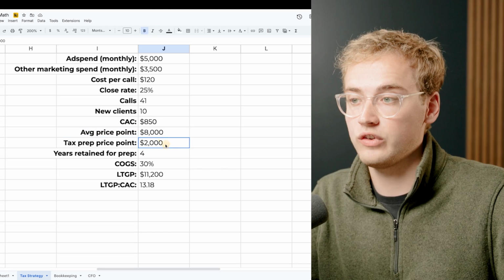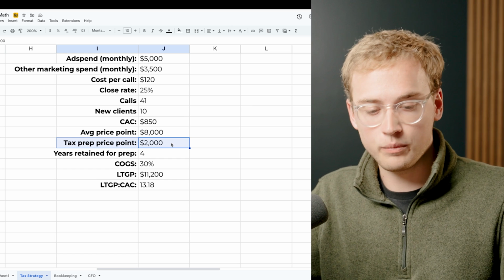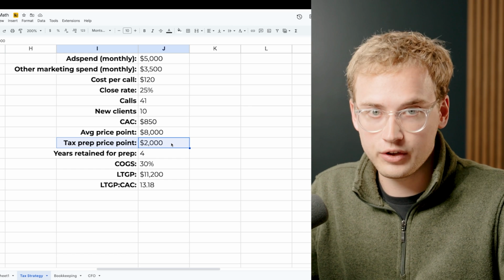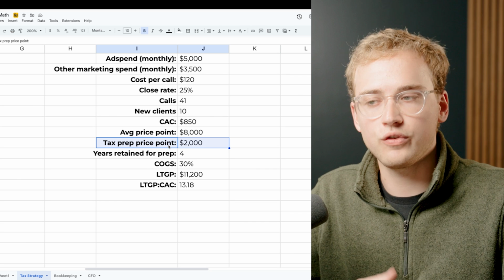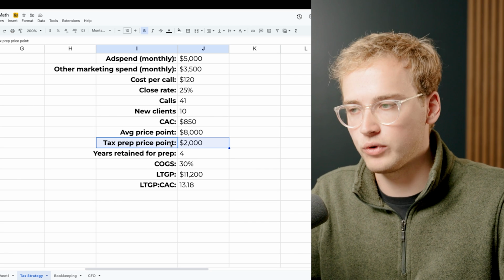You have some kind of high ticket front end to get them in, like tax strategy, right? And then you retain them on this smaller thing that's easy to deliver on and that's really sticky, which is usually tax prep, right? So people are legally required to file their taxes every year. And if they had a great experience with you doing their tax strategy, then there's a fair chance they're going to hire you for tax preparation as well.